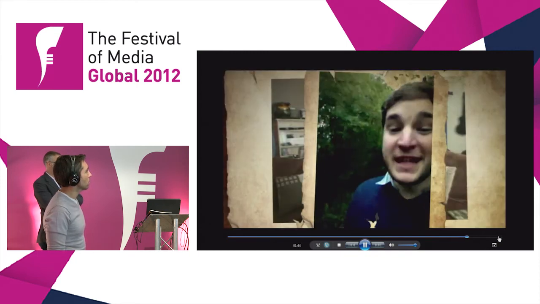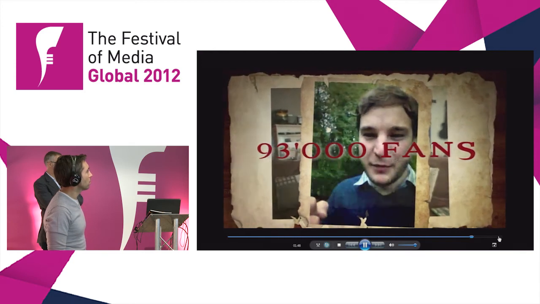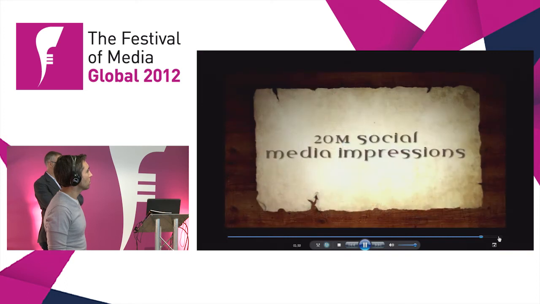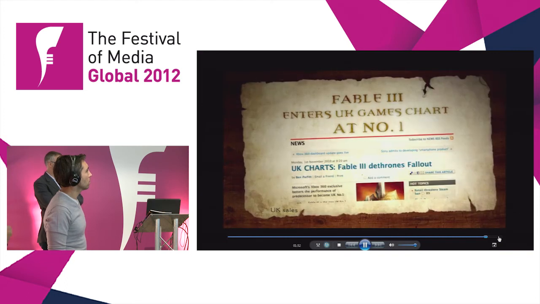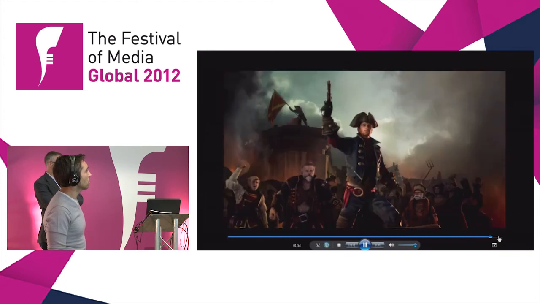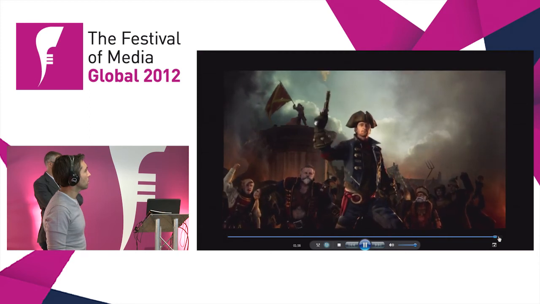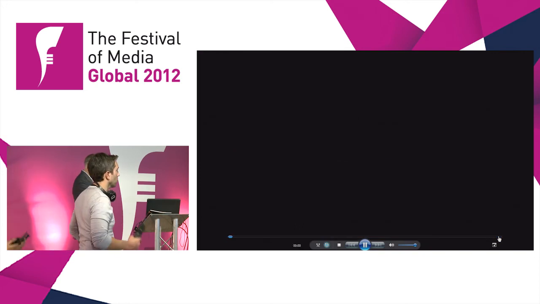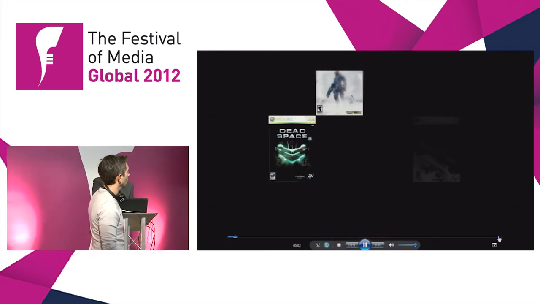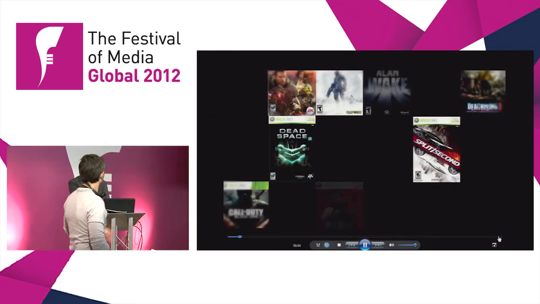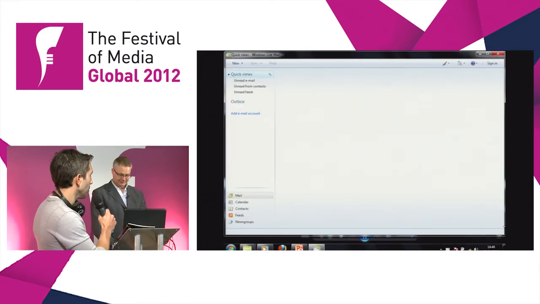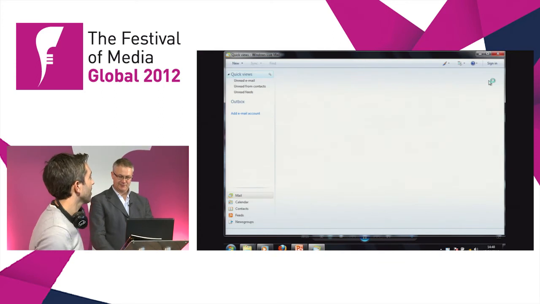When the game ended, a core group of over 93,000 fans had managed to create 20 million social media impressions. Fable 3 entered the charts at number one and sold double that of Fable 2 in its opening week. In October and November, a new Xbox 360 game is launched every day. How could we make Fable 3 the game to buy for fans and new gamers alike?